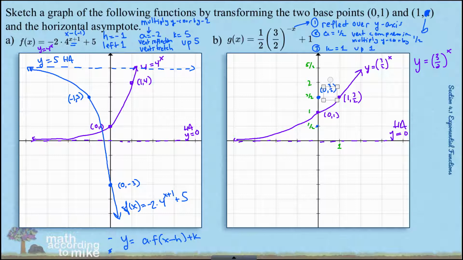Alright, nobody saw it. Okay, so we're at 1, 3 halves. If that got reflected over the y-axis, that would make it -1, 3 halves. Multiply the y-coordinate by a half. Half of 3 halves is 3/4. So like right here. And now move that up 1, again, 2 tick marks. So that'd be 1 3/4, which is 7/4. That ordered pair is -1.